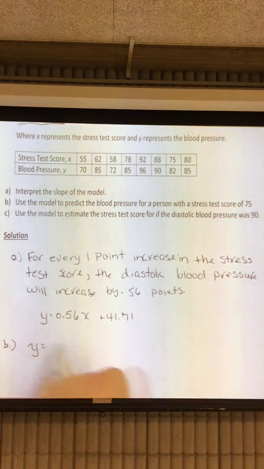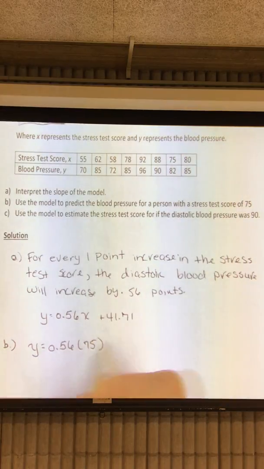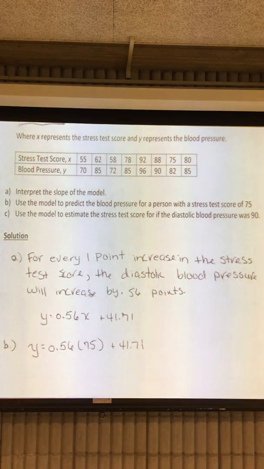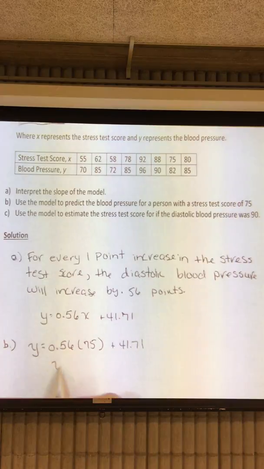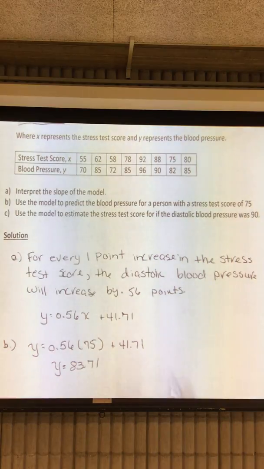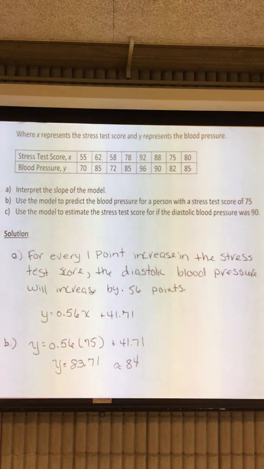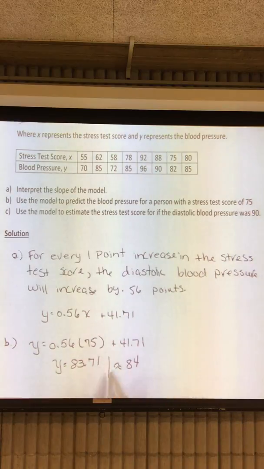So we have Y is equal to 0.56 times 75 plus 41.71. Doing that calculation, we have Y is equal to 83.71, which is approximately 84. Therefore, a person with a stress test score of 75 will have a diastolic blood pressure of 84.